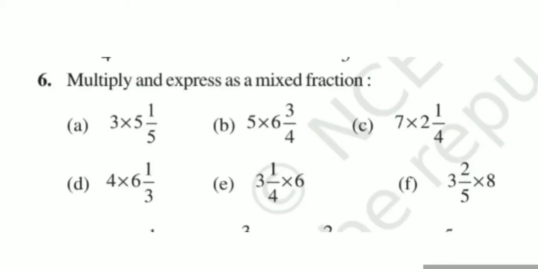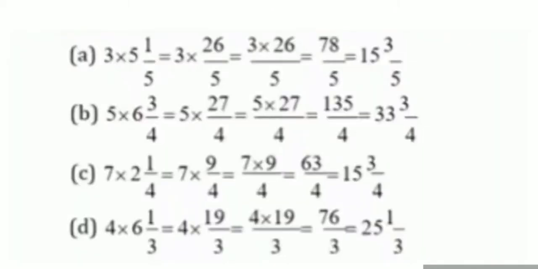See here, the question is multiply and express as a mixed fraction. See the first one, 3 into 5 whole 1 upon 5. First this mixed fraction we will convert into an improper fraction. 3 into 5 fives are 25 plus 1 is what? 26 upon 5. Means 3 into 26 upon 5. 3 into 26 is 78. 78 upon 5. Now convert into mixed fraction. It will come 15 whole 3 upon 5.